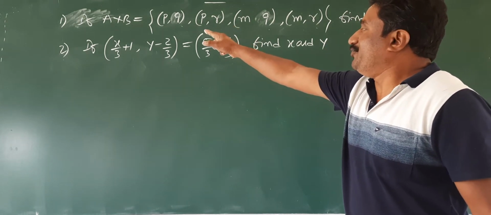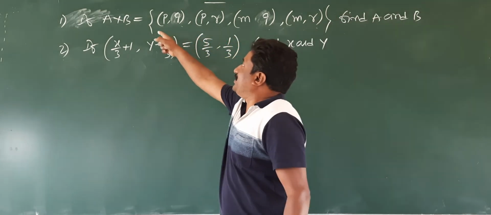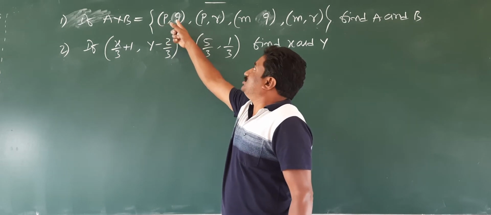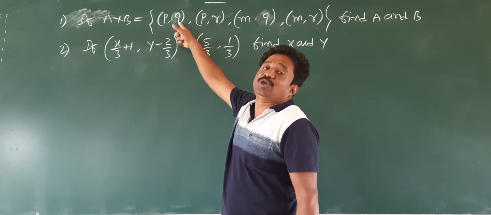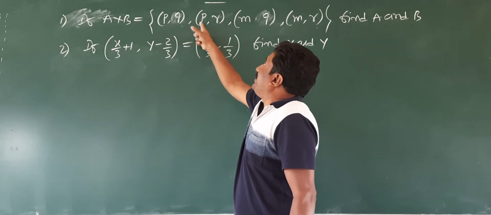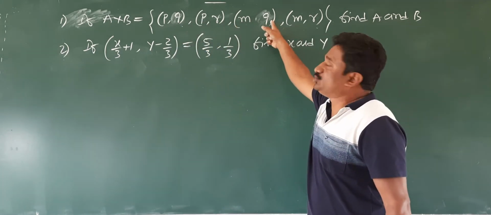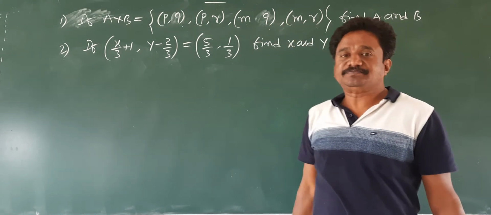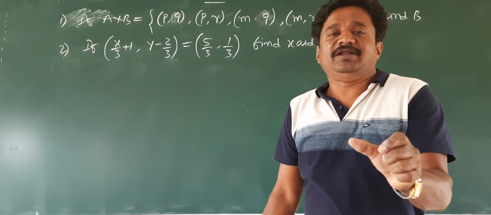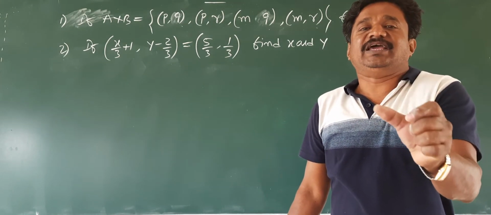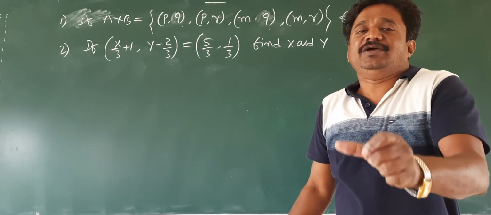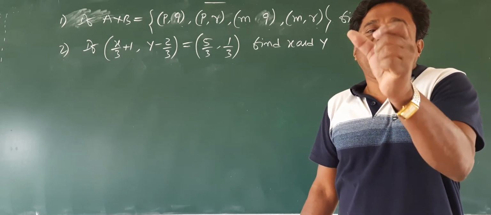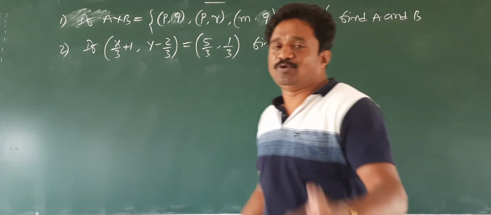First question: if A cross B is given as the ordered pairs (p, q), (p, r), (m, q), (m, r), find A and B. Your cross product is given and asked to find set A and set B. For set A, you collect first entries. For set B, you collect second entries. So simple question for 1 mark.